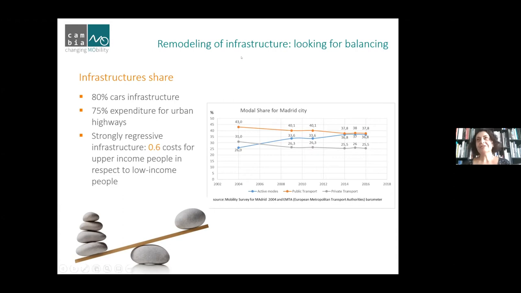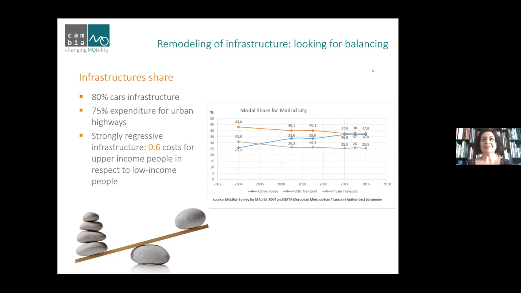And what we observe on the other side is that the modal share, this is for Madrid, but maybe we can adapt it to other cities, is not exactly what we expect if we would like to respect what we spend on car infrastructure with respect to public transport infrastructure. We see that most people are using public transport and active modes. In Madrid, the prevalent active mode is walking. So this is a little bit the situation.